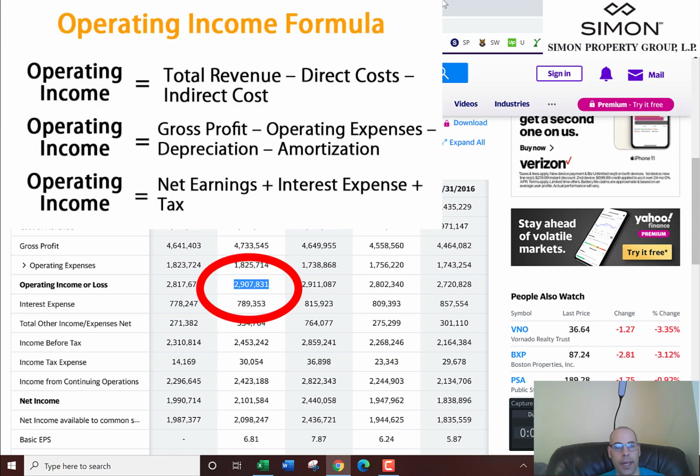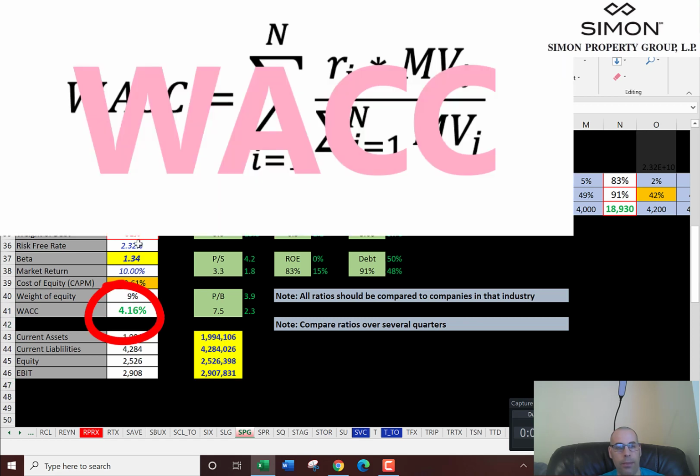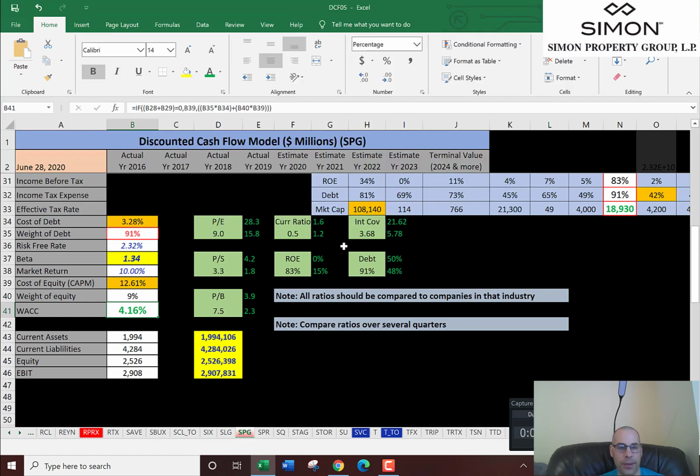2.9 billion is how much money this company generates from its operational business, but before it pays interest, expense, and taxes. So now we know the weighted average cost of capital because it's a blend of the cost of debt, 3.3%, and the cost of equity, 12.6%. So the WACC is 4.2%, and that's what we're going to use to discount the future cash flows.